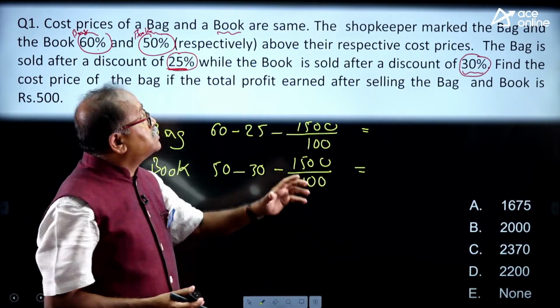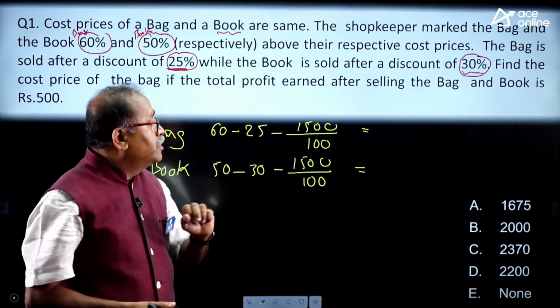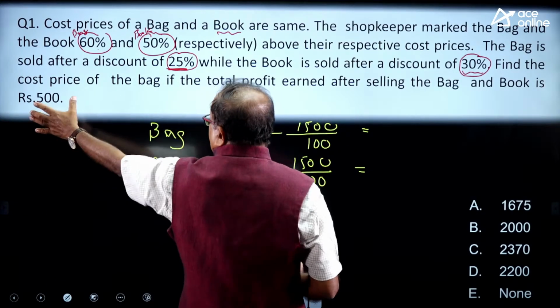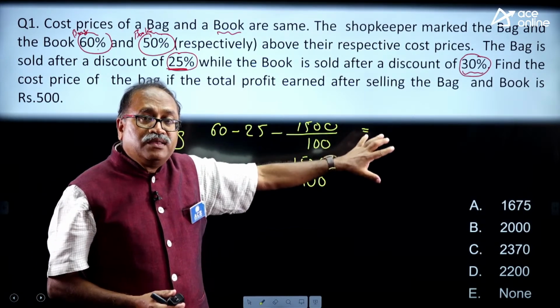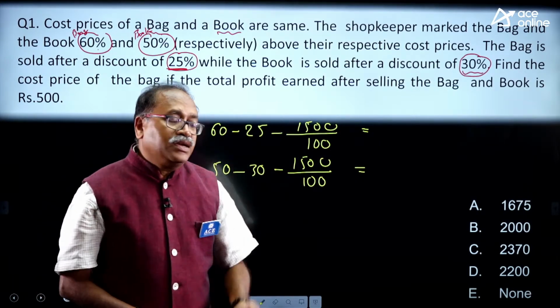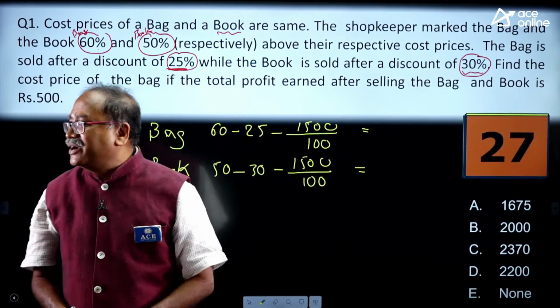And the rest, as the cost price of the book and bag is the same, and we know the overall profit is 500 rupees, convert the overall profit percentage, and then the rest part, you please think about it. I am giving 30 seconds for you to complete the rest part.